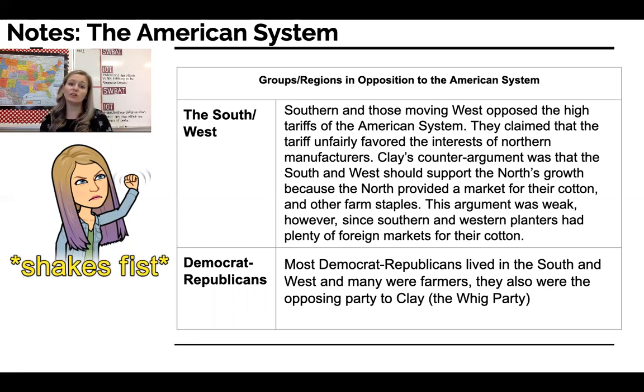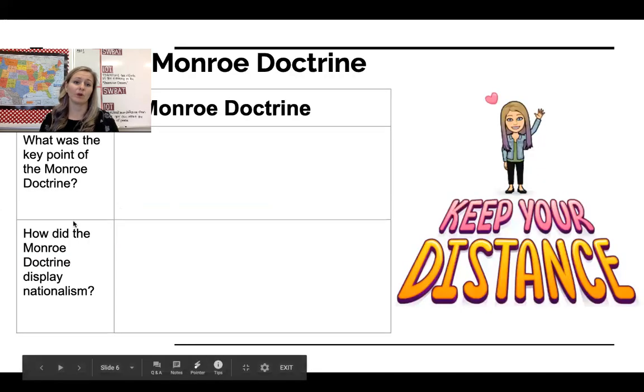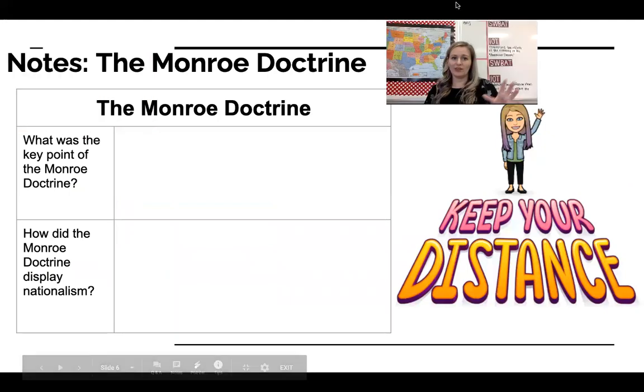As I said, most of these individuals are also going to be Democratic Republicans. They tend to live in the South and the West. Many of them were farmers. Many of them opposed that Whig party that Clay was creating or leading, essentially. So that's a little bit of focus on within the United States.